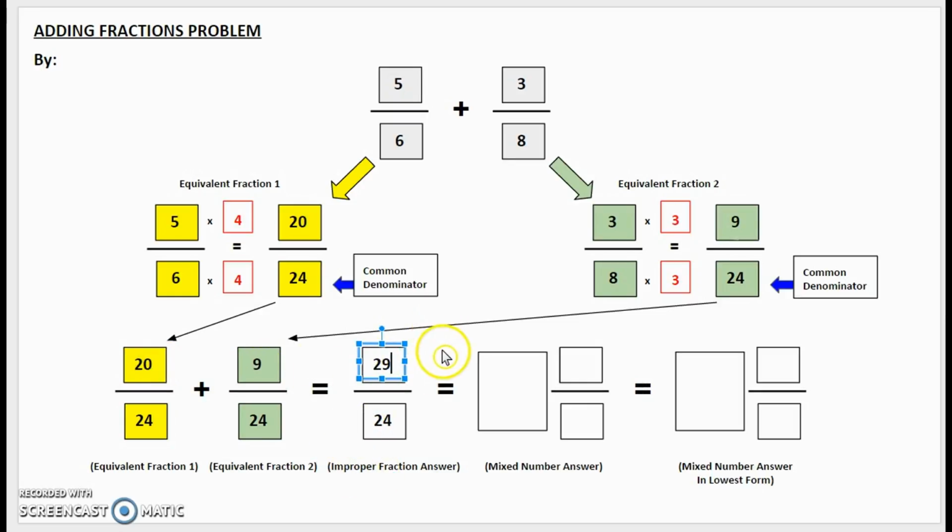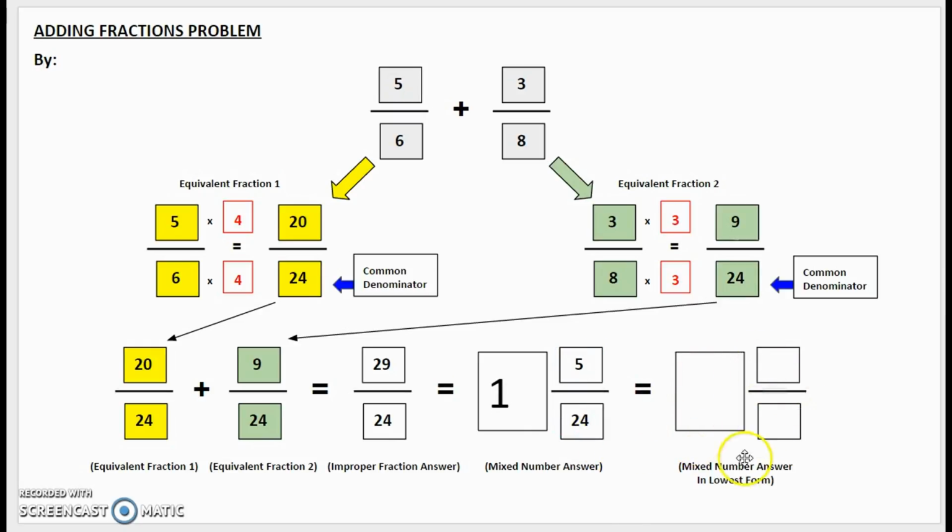So my answer is 29 over 24, but I'm not finished yet because this is an improper fraction. To change an improper fraction to a mixed number answer, I divide the denominator into the numerator. The denominator 24 goes into the numerator one time. My leftovers, or my remainder, is 5, and my denominator stays the same at 24.